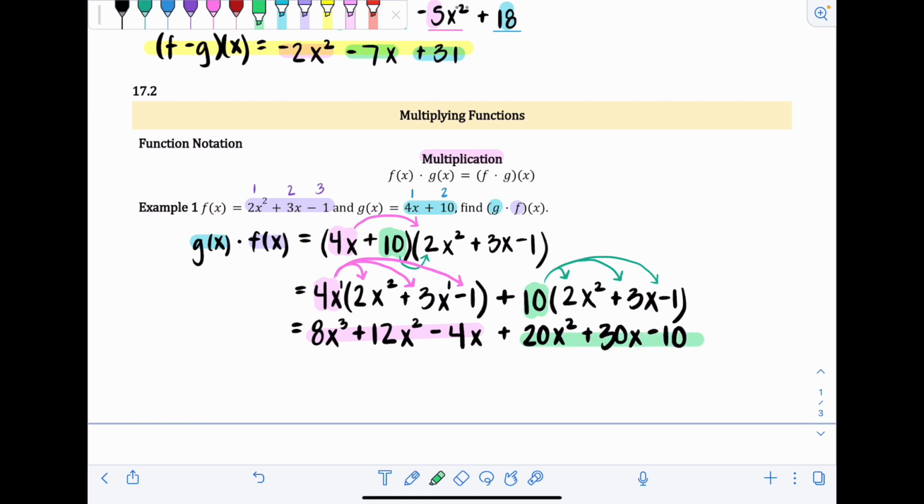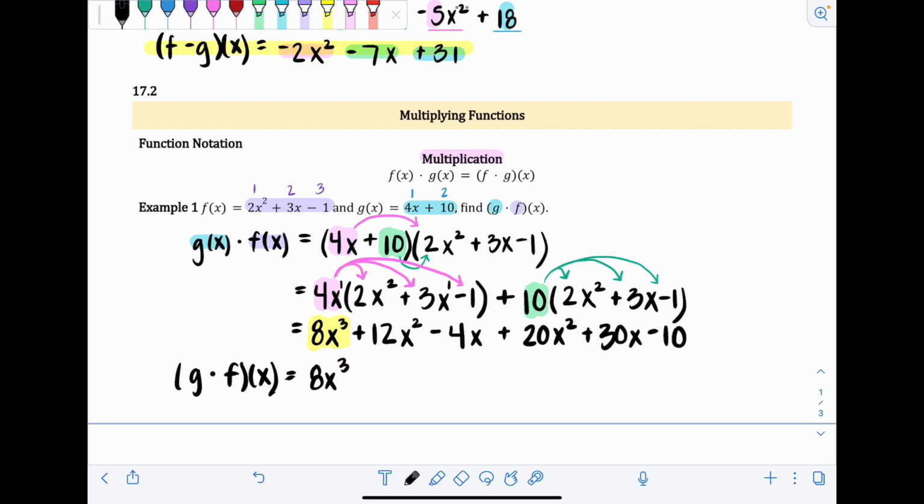And now we just need to go through and combine like terms, and that's going to be our last step. So I'm going to write out my final function notation. So g times f of x equals, and then I'm going to identify which terms have the same variable with the same exponent. You always start with the highest exponent first, so the 8x to the third power is my only x to the third power, so I'm just going to copy that down because I don't have anything to combine it with.